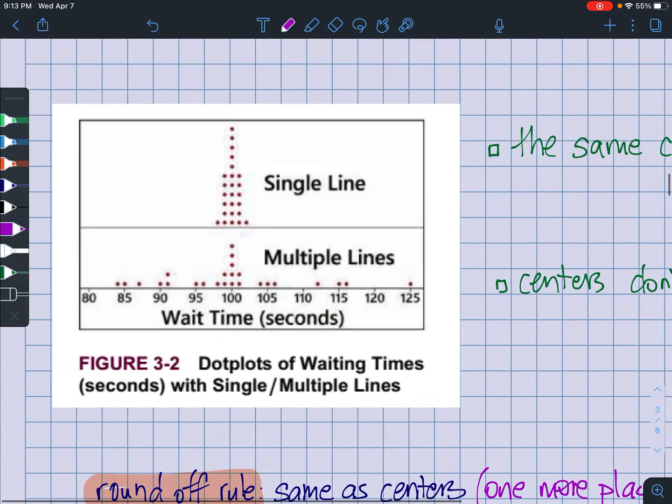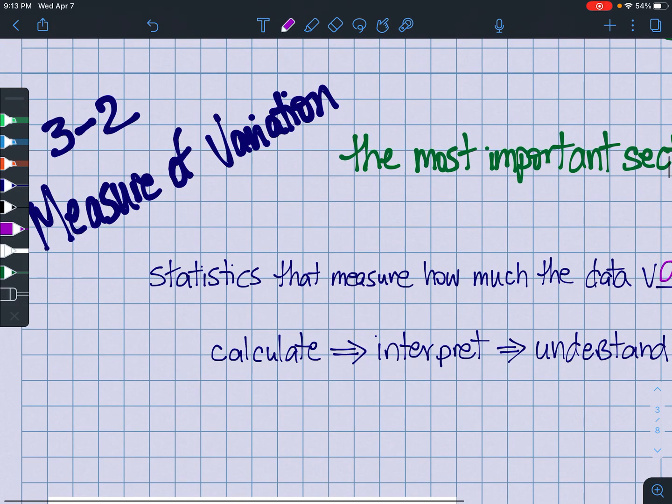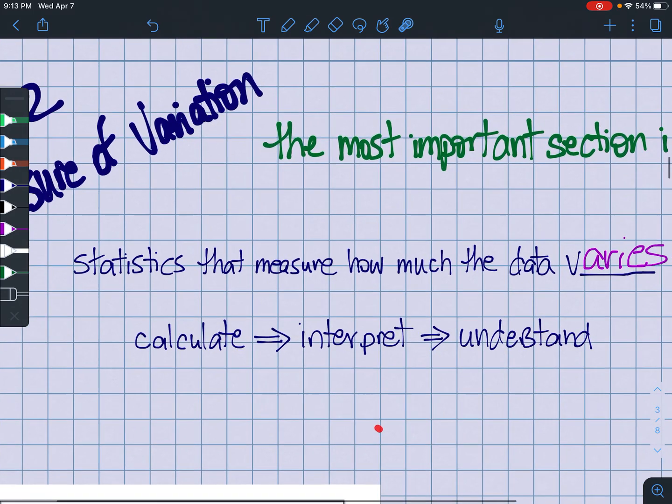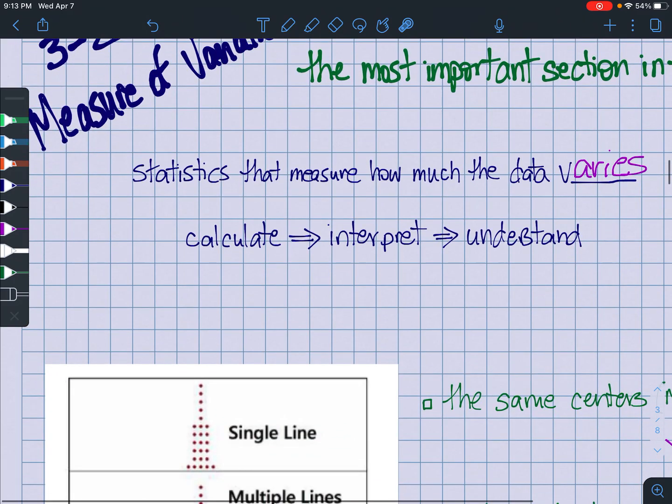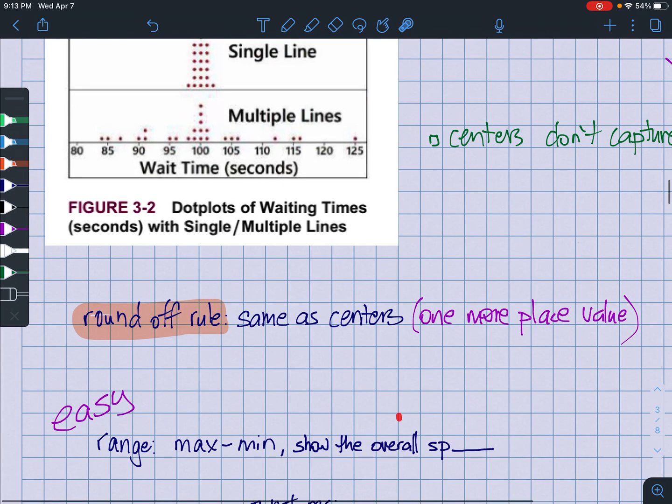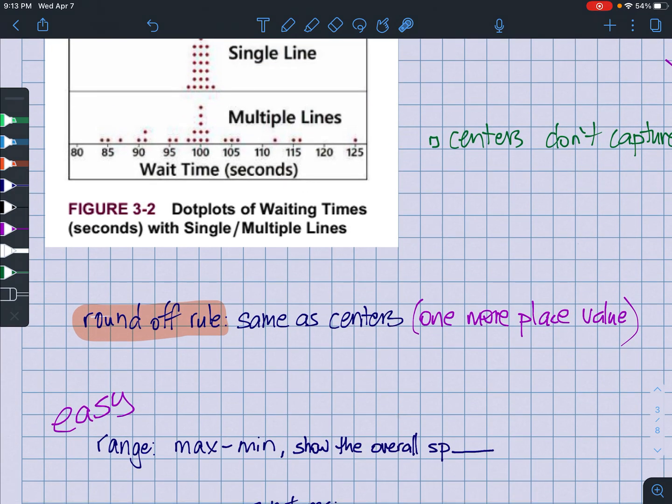But clearly, we can see that these two sets of data, this data and this data, are different. They're not the same, right? And this is what's getting at the idea of spread. So that's why we say, okay, we need somehow to show that the data varies, okay? And the statistic is then called the standard deviation. First of all, the round-off rule is the same as centers. So one more place value than what's given to you.